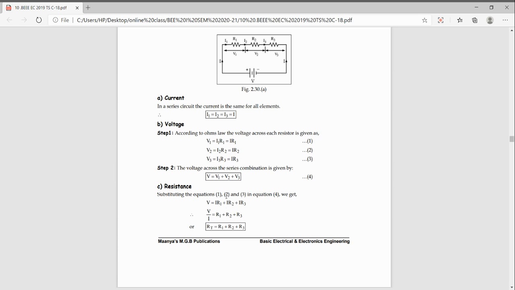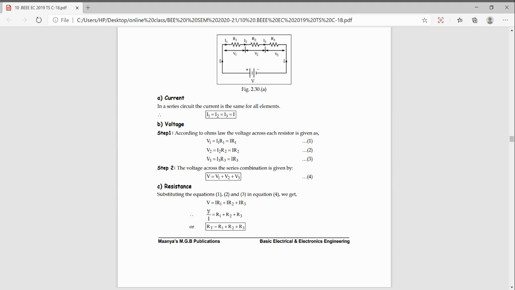So what is V1? V1 is I into R1. V2 is I into R2. V3 is I into R3. So here I am taking I as common: V is equal to I into (R1 plus R2 plus R3).